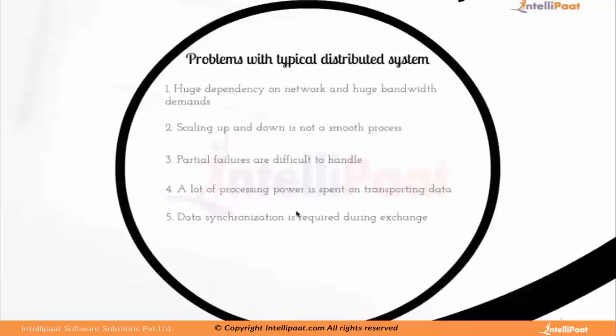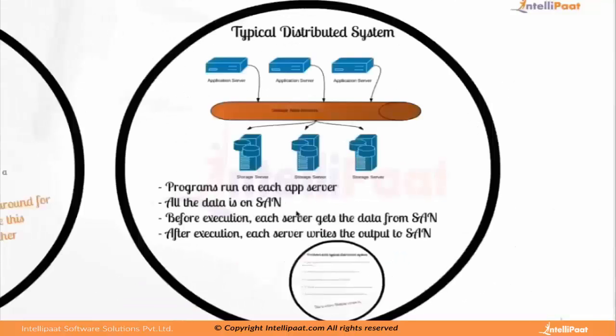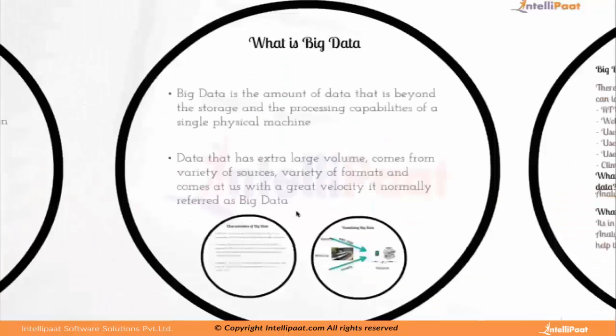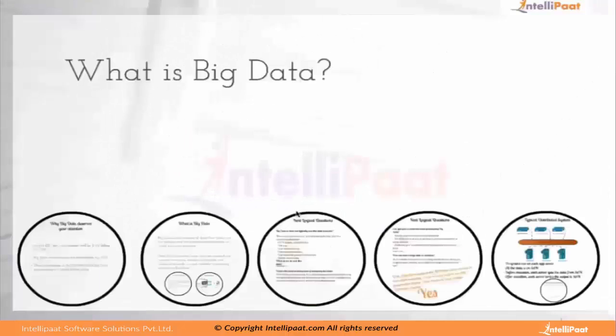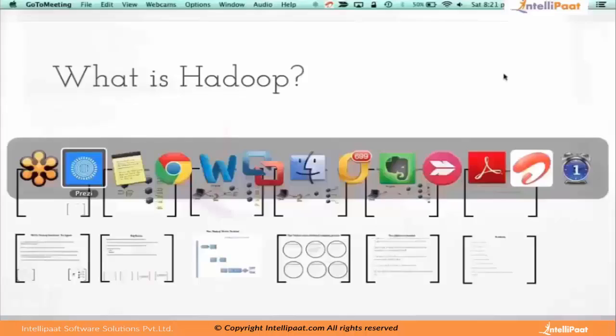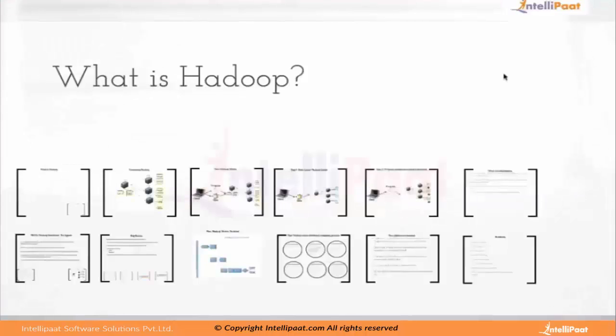So the typical distributed system had these problems, and the world was looking for a better distributed system, and that is where Hadoop comes into the picture. Hadoop is no magic, it is a normal distributed system which will solve these 5 problems for you. So far we've seen problems with typical systems, we've seen what is big data, we've seen why big data deserves our attention. And this brings us to the end of what exactly is big data. Alright, so now let's talk about what exactly is Hadoop.